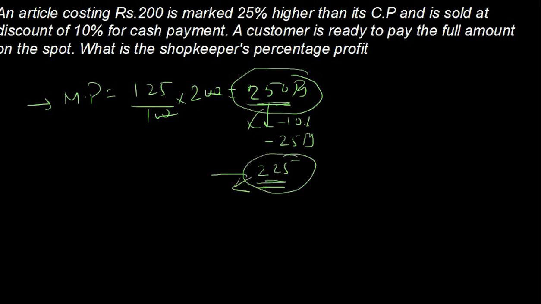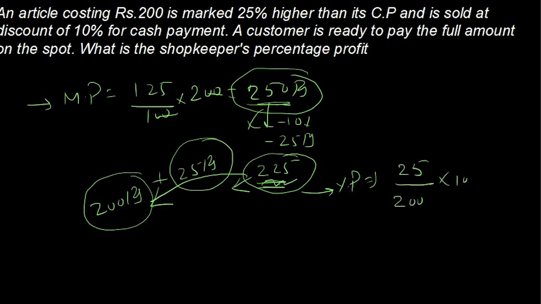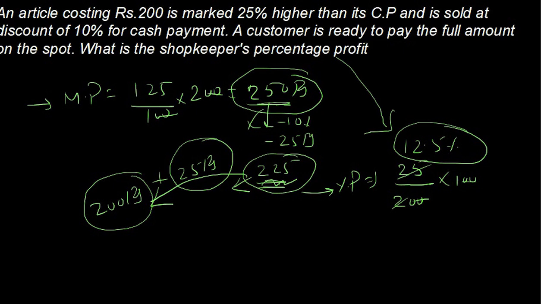But still, what was the cost price? The cost price was 200 rupees, and now he is selling it at 225 rupees. So we can say that he is gaining 25 rupees profit. Percentage profit we can calculate by profit divided by cost price into 100. So 12.5% is going to be your profit percent. What they asked you is the percentage profit, so he is still gaining 12.5% profit.